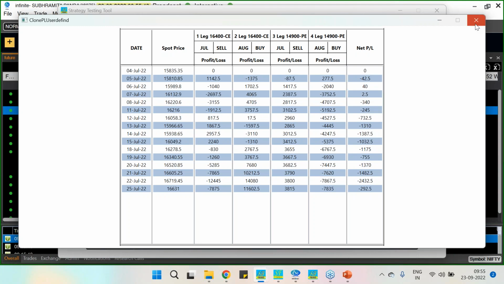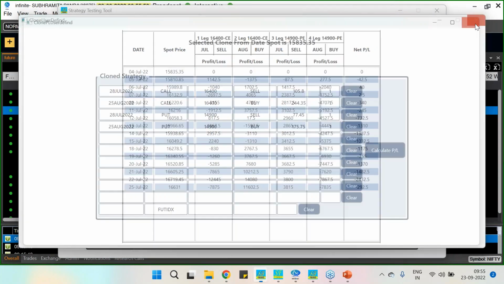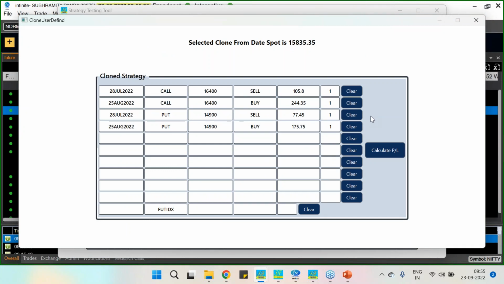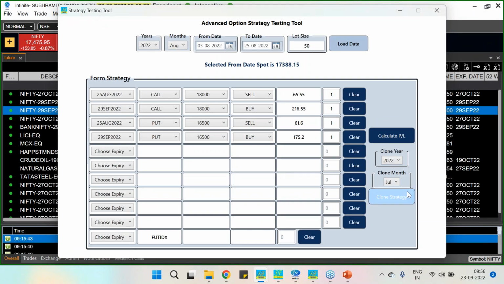So July and August and September, why has it worked? Because September was almost a consolidated month. Or rather August was a consolidated month, so it has worked. So here in July and August, this particular strategy did not work.